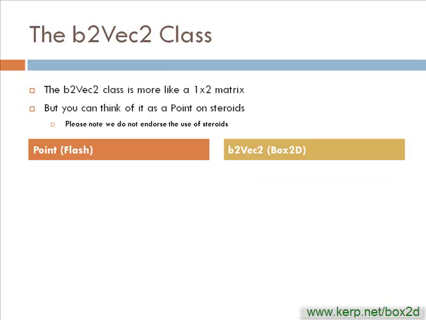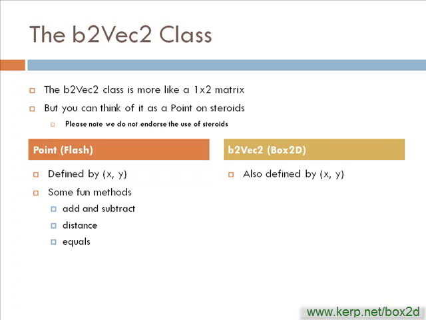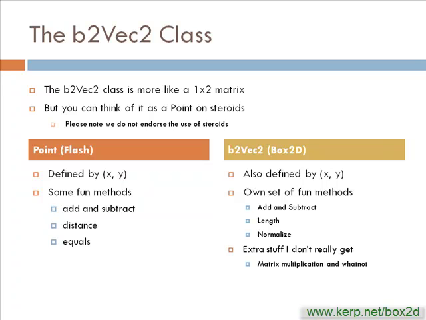So looking at the two again, the point in Flash is defined by x and y, same with this b2Vec2. Point has some fun methods. You can add and subtract points. You can calculate the distance between 2 points. You can determine whether 2 points are equal by comparing the x and y values. b2Vec2 has a lot of similar methods. It can give you the length of a vector. It can normalize a vector. I think Flash can do this as well with its point. A bunch of extra stuff I don't really get. You know, it basically includes some matrix multiplication functions. I think probably you won't use these, but Box2D uses these a lot.